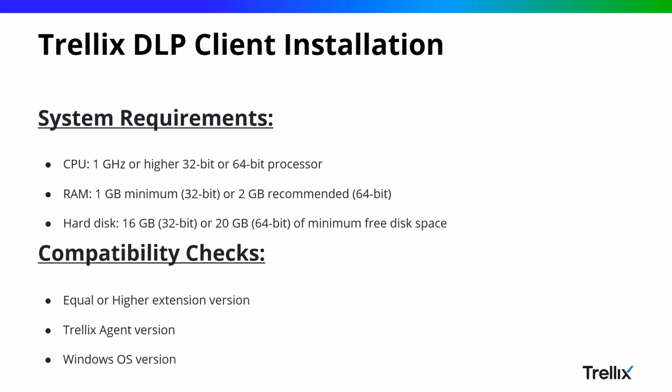Moving on to the compatibility check. Before installing or upgrading the DLP endpoint, it's strongly recommended to check the compatibility of the product. As a first thing, we need to make sure the DLP extension installed on the EPO server should be an equal or higher version than the client package that we are going to deploy, which means a lower version of the client package will still be supported by the extension because the extension has backward compatibility.